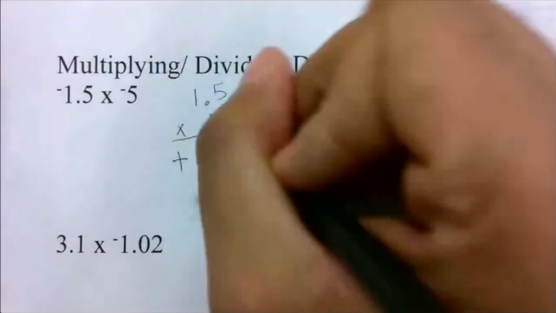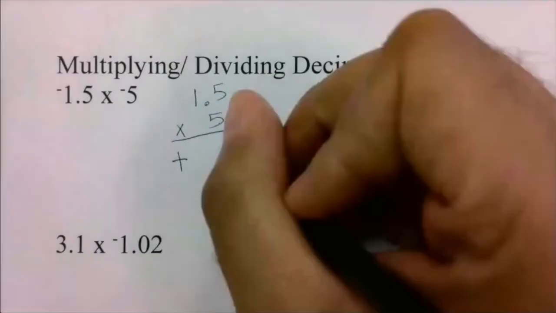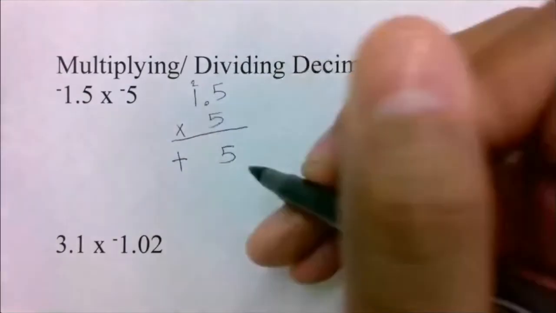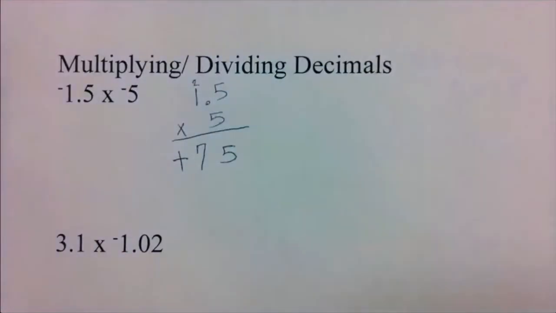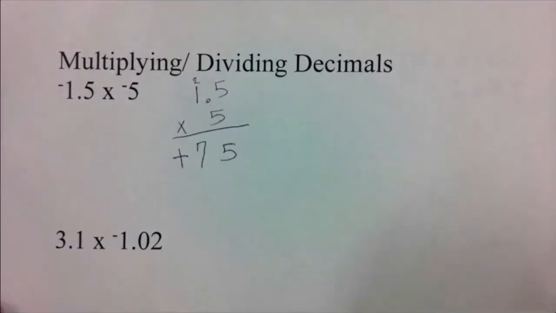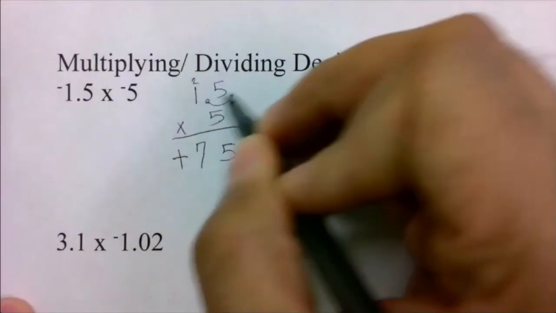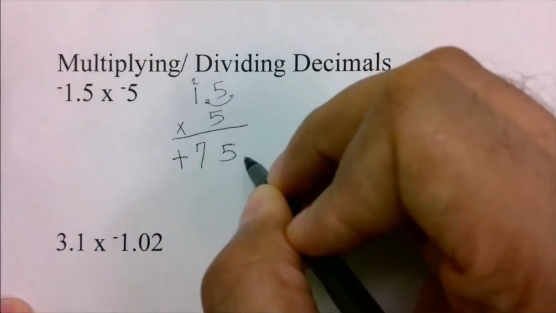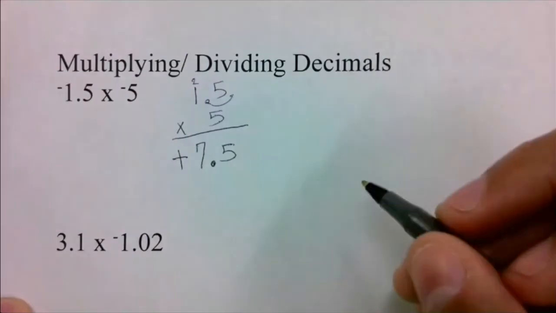times 5. All right? So 5 times 5 we know is 25. Carry the 2. 5 times 1 is 5, add a 2 to it, so we get 7. Now, what happens to that decimal point? Well, we look back at our problem and we count how many numbers are behind the decimal point. In this case, we have just 1, right? 1 number is behind the decimal point. So we're going to take that decimal, start all the way on the right side, and bring it in 1 time. All right.